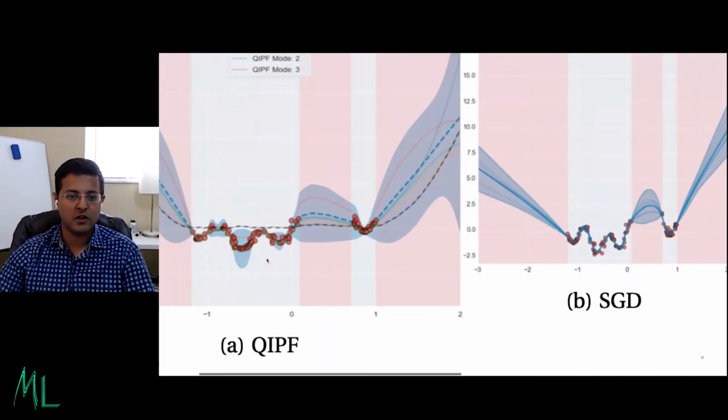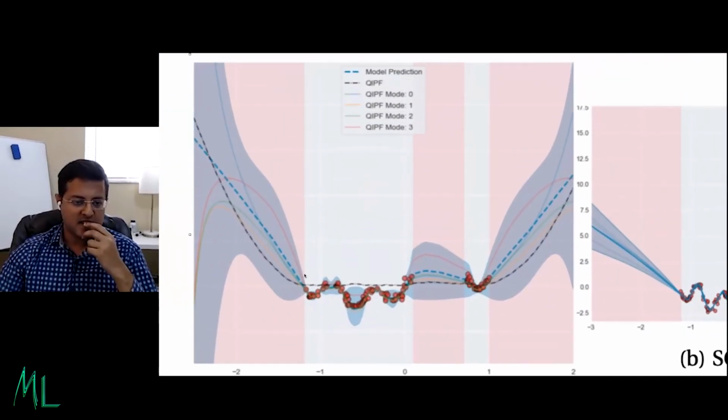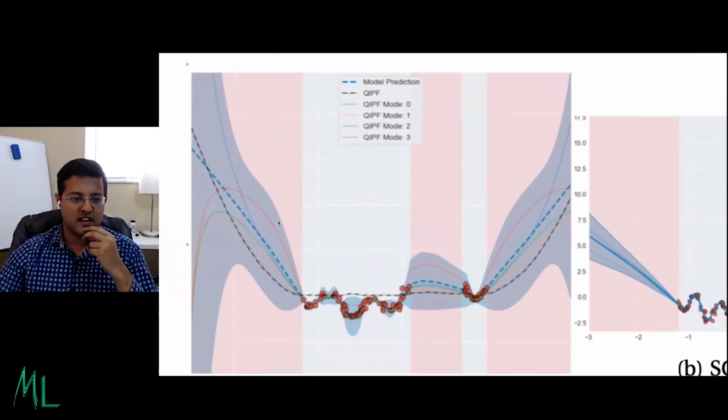But in the case of QIPF, you can see that the uncertainty is not only defined by mean and standard deviation, but by each of the modes of the QIPF. You can see that the highest order mode, mode number 3, is the most sensitive when you move outside of the data regions, and that sensitivity decreases. So the higher order modes are more sensitive, as you can observe from this figure.